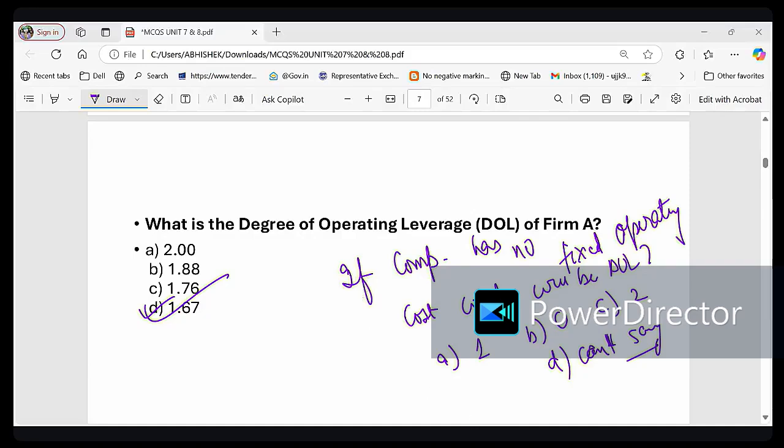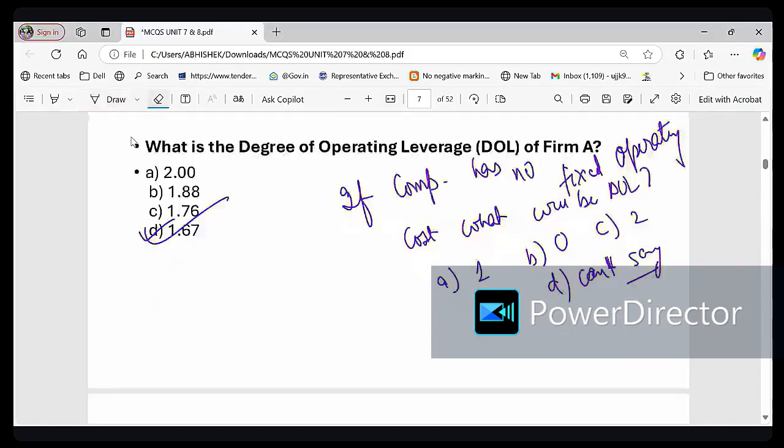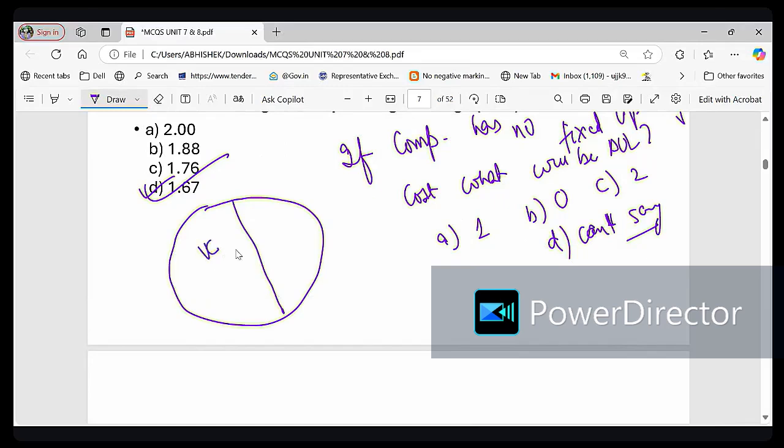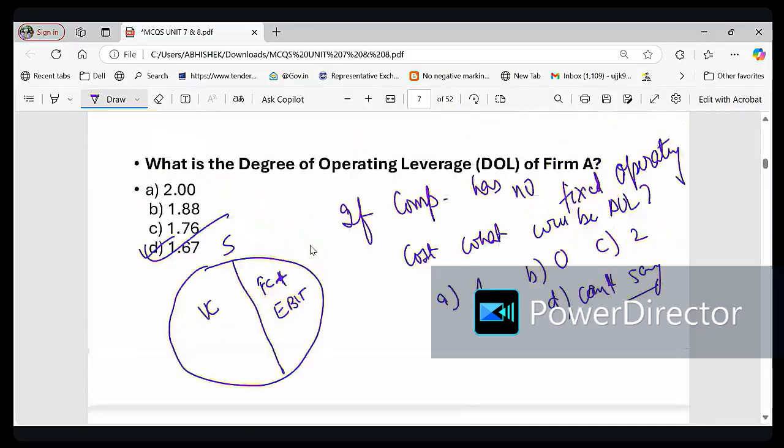Let me explain this DOL in clear terms. Whenever I draw this particular pie chart, this portion is the variable cost portion, and this is the sales portion. It consists of two things: one is the fixed cost, and the other is the profit, or we call it EBIT. Some portion is fixed cost, some portion is EBIT, and this entire thing is called contribution.